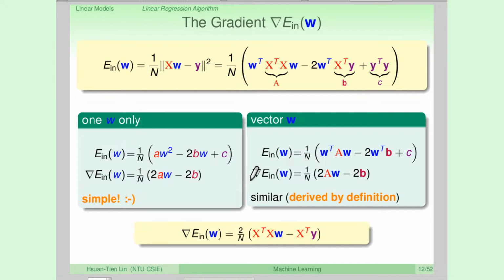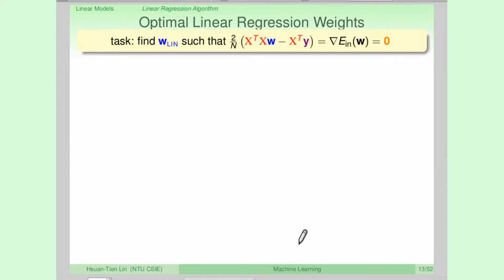We'll use this to derive the linear regression algorithm. So substituting everything in, we have the gradient being 2 over n, and then the coefficient behind W is X transpose X, and the constant term without W is X transpose y. Now, the question is, we want that to be 0. We want to find some W such that this is 0. This is what?